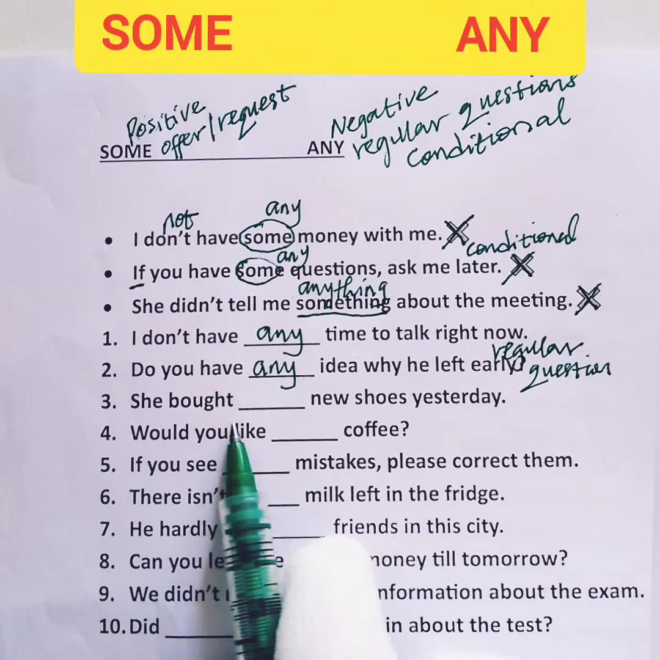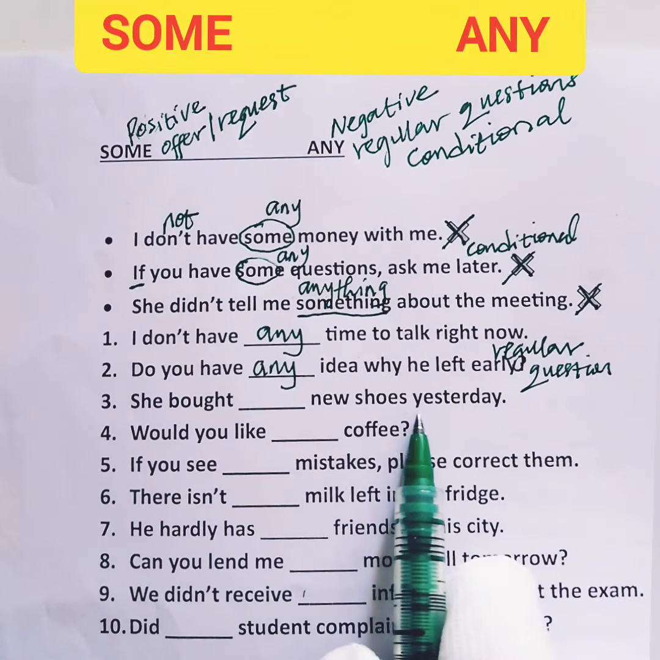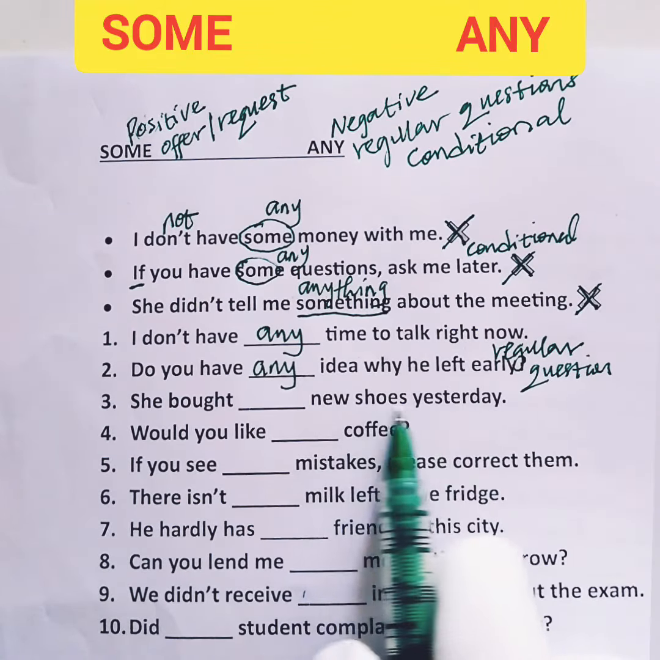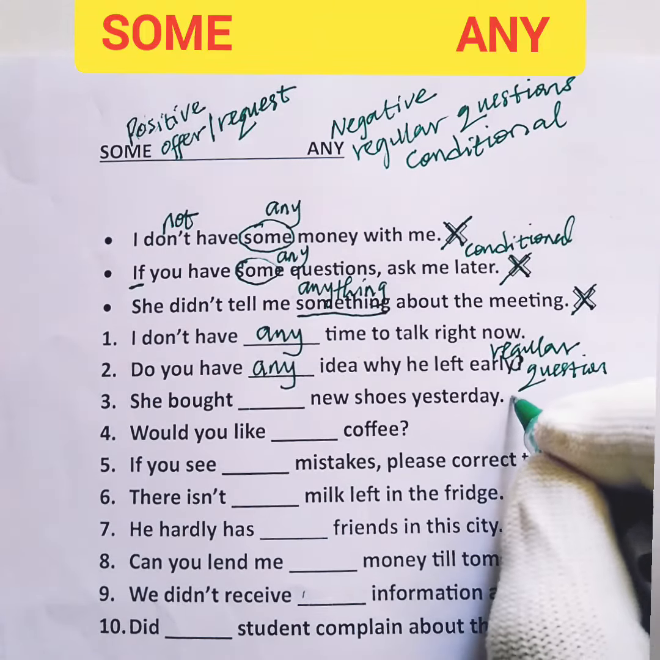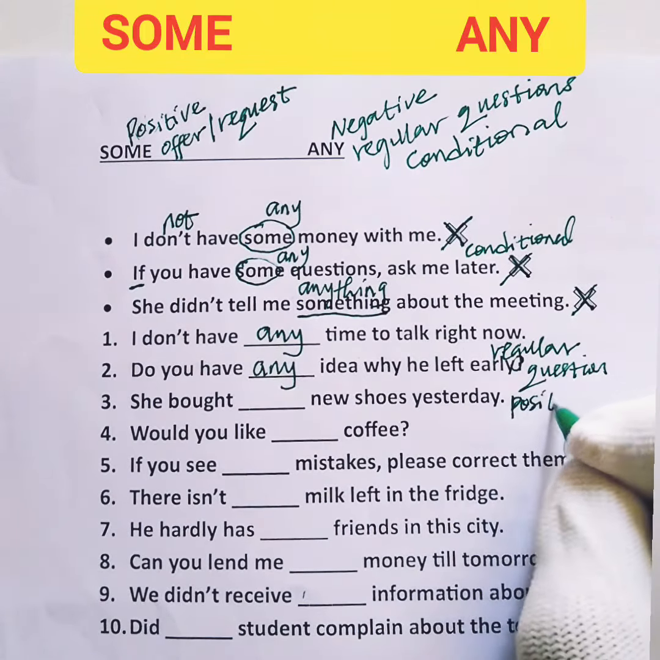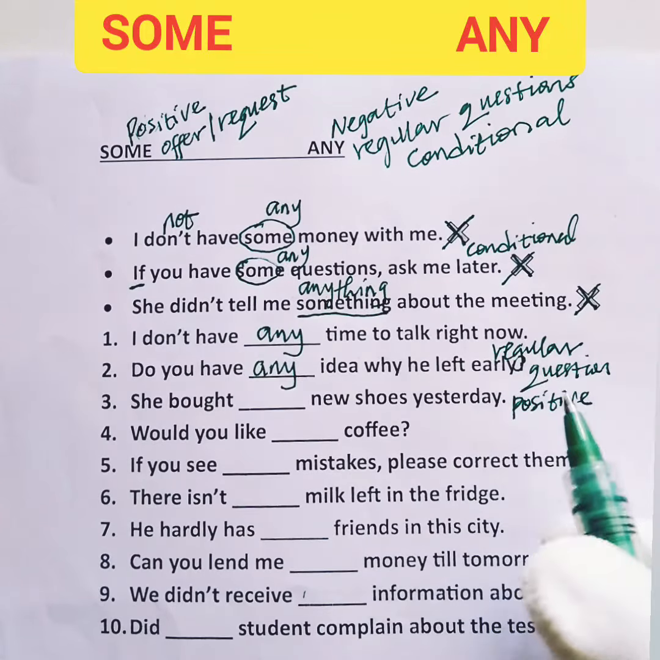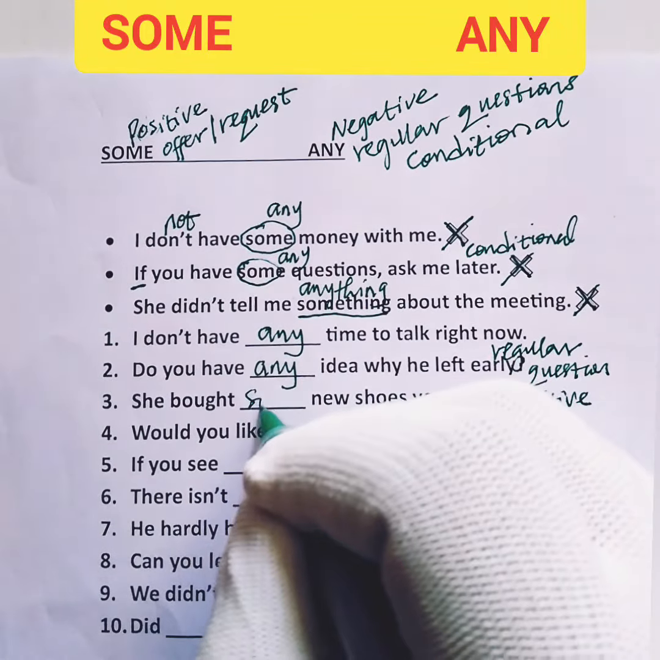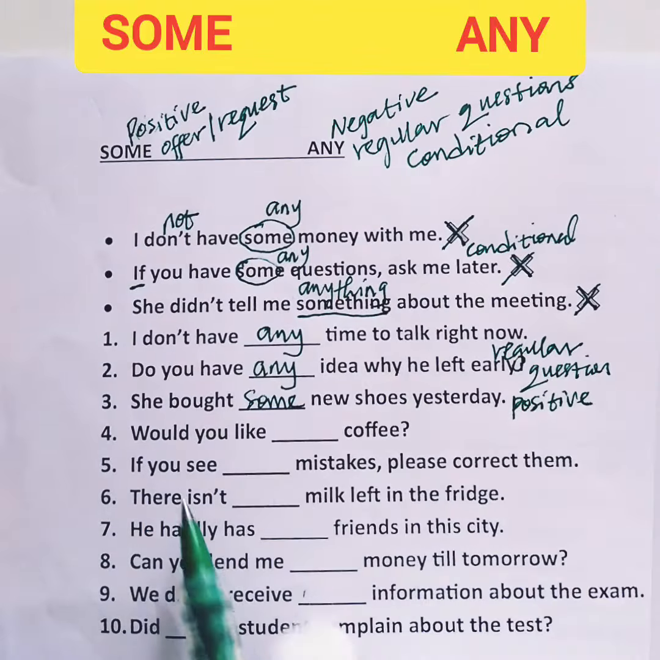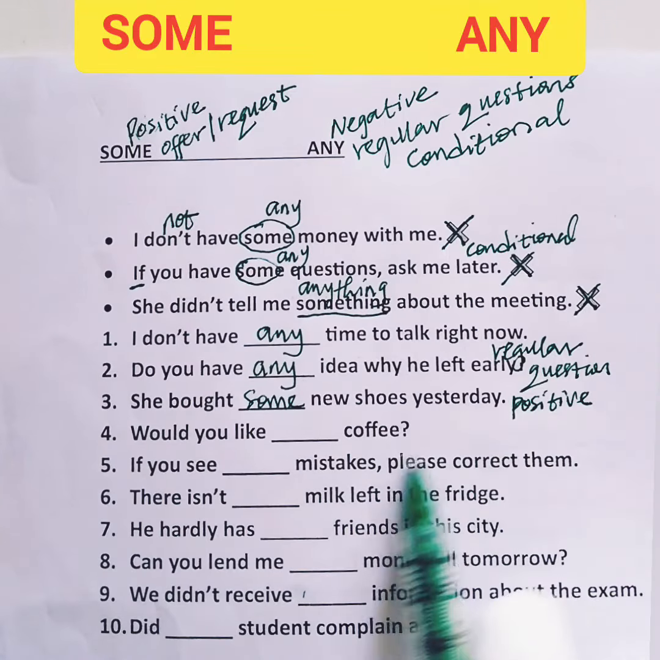3. She bought blank new shoes yesterday. This is obviously a positive sentence. Buying something is positive. This is a positive sentence. So for positive sentences, use some. She bought some new shoes yesterday.